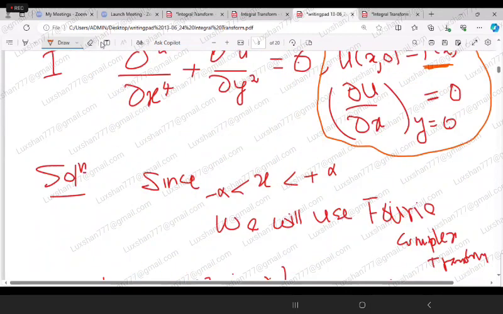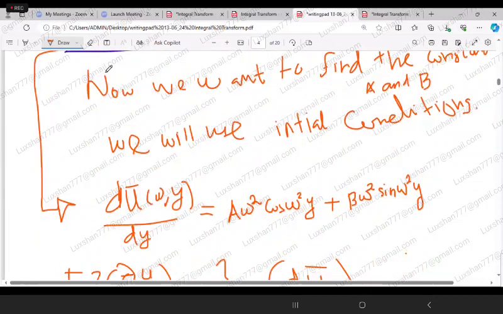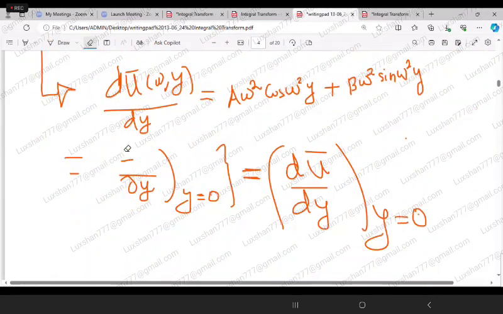Sorry, this one is ∂u bar over ∂y. I'm sorry, this one is y. ∂u bar over ∂y when y equals 0. So we are using this condition. I will explain it again if you have a confusion. Let me use this one.